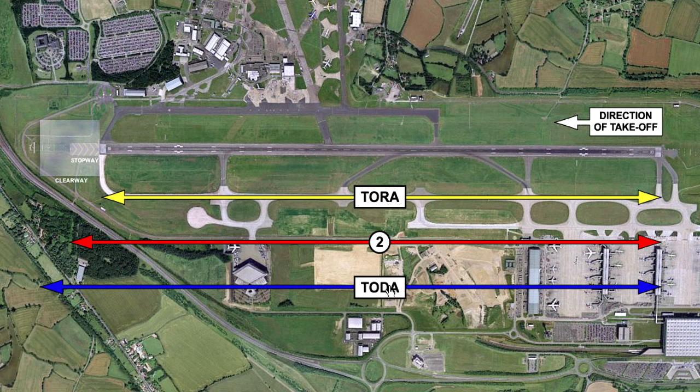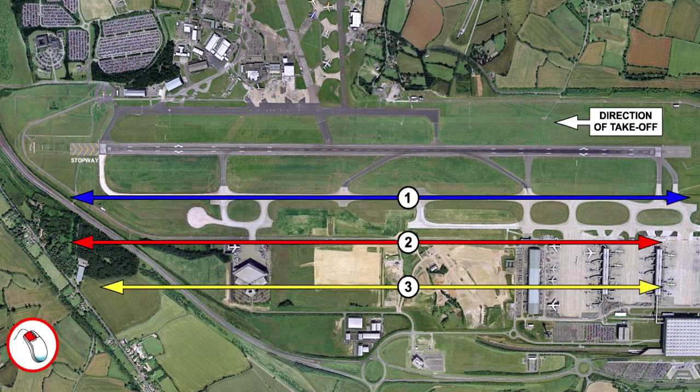TODA is represented by distance number 1. You may recall that we said TODA is the length of TORA plus any clearway available. Remember though that we cannot use any amount of clearway that is greater than 50% of the TORA. Lastly, which of the given distances is represented by the landing distance available?